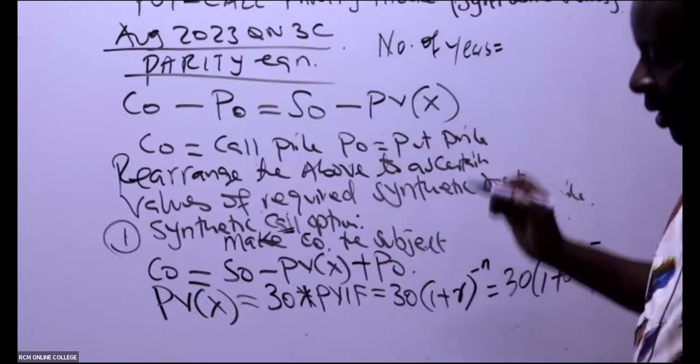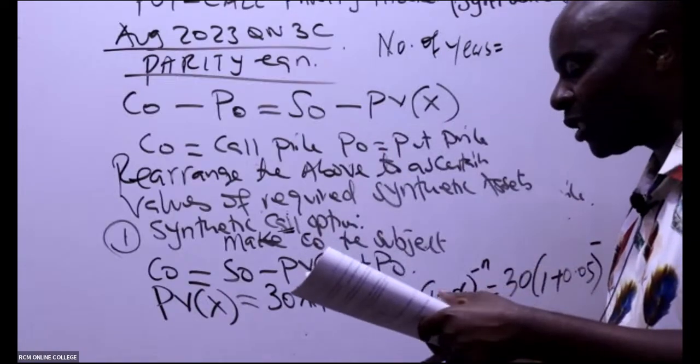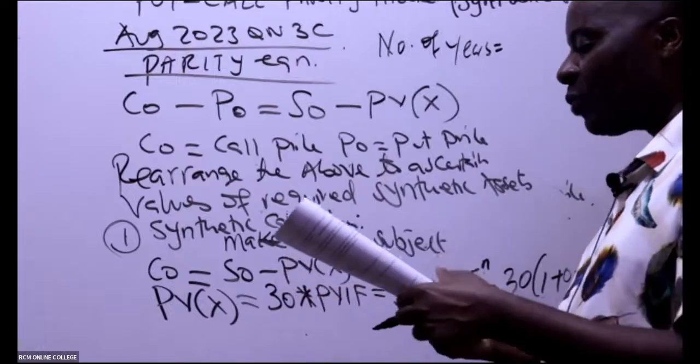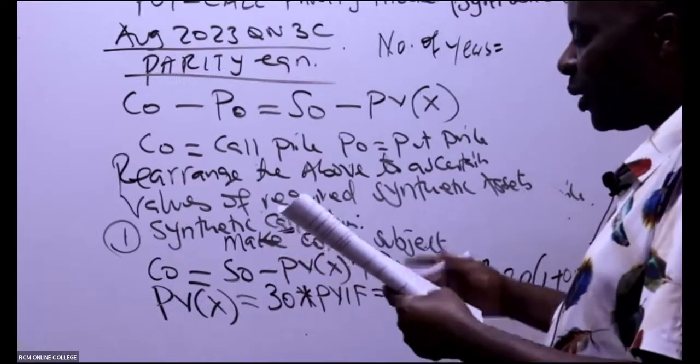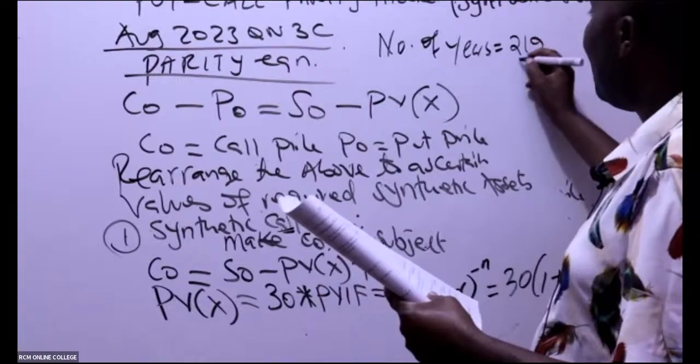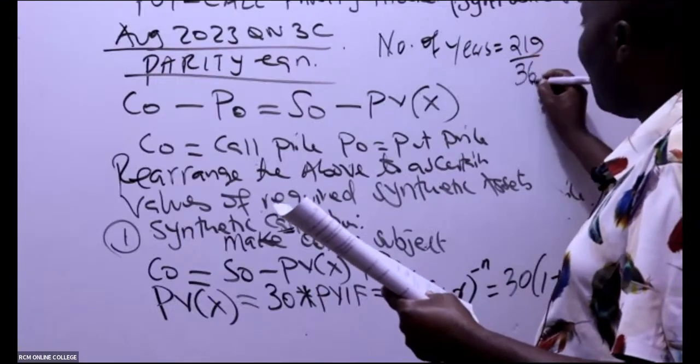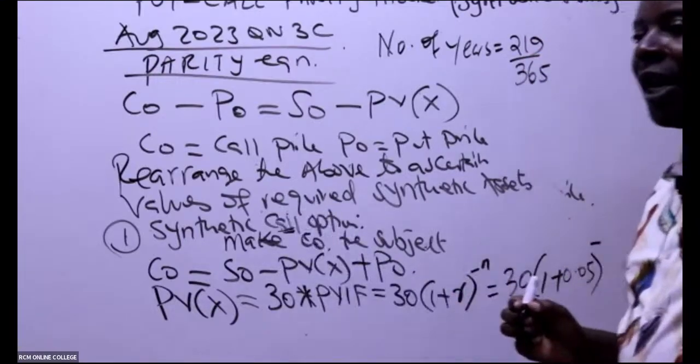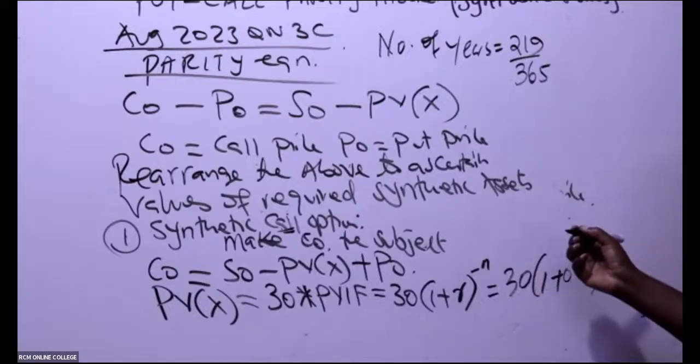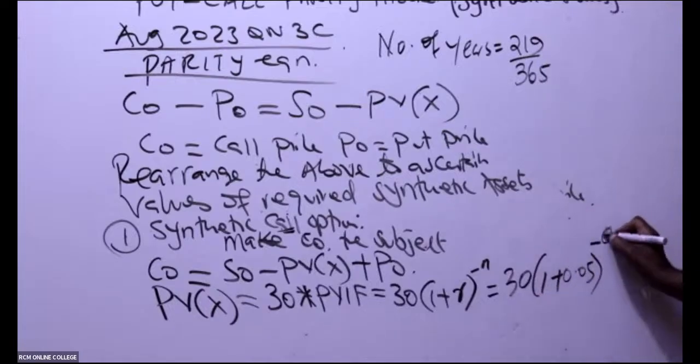I can see the number of days to expiration. The number of days to expiration of the option is 219, divided by how many days in a year? Divided by 365 days in a year. So is there somebody who can give us this? Yeah, so then raised to 0.6.